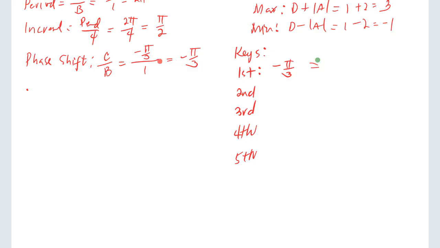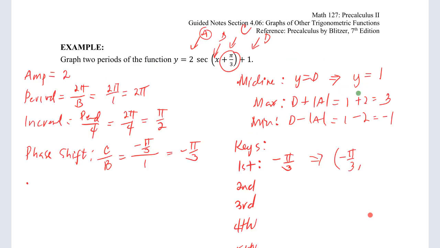So therefore the first point here, remember this is a cosine function, so we are starting at the maximum value. So if the x is negative pi over 3, and the maximum is 3, so negative pi over 3 and then 3. Okay, second point, we now have negative pi over 3 plus the increment pi over 2. Okay, which now gives you pi over 6.